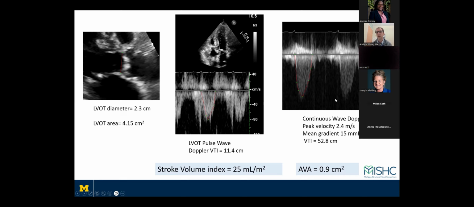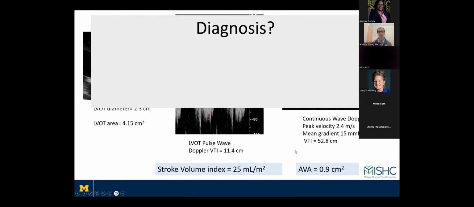Then going to our continuous wave Doppler, where we're trying to find the highest velocity of blood flow going across that aortic valve, we see here a peak velocity of 2.4, mean gradient of 15, and ultimately we were able to calculate an aortic valve area of 0.9 centimeters squared. So based on this information, what would be the diagnosis that you would give this patient?